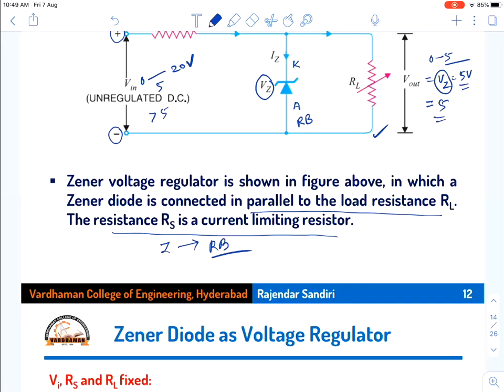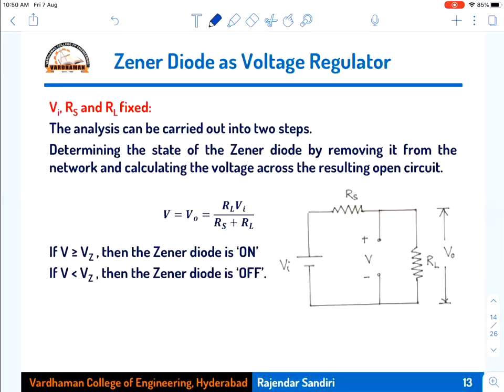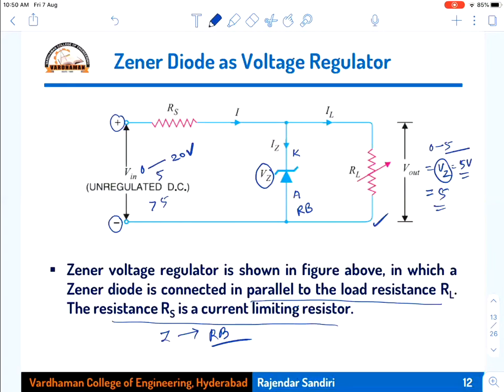Next, we will see some cases. There are three elements here: the input voltage Vi, the series resistance or current limiting resistor R or Rs, whatever it may be, and the load resistor RL. These three elements are there, and this is of course the Zener diode. So apart from the Zener diode, what are the other elements in the circuit? The input voltage source, the current limiting or series resistance, and the load resistance. Now we have to look at these three.